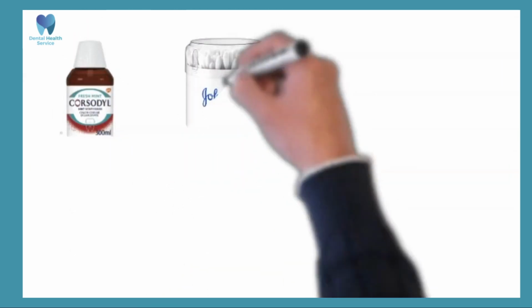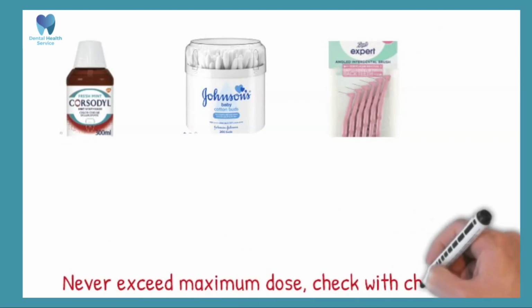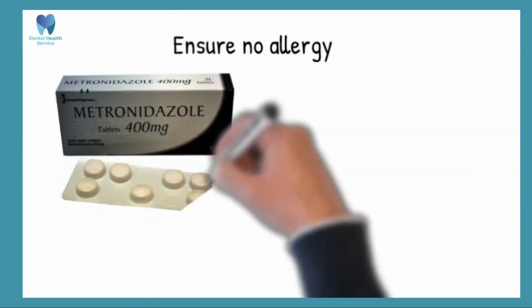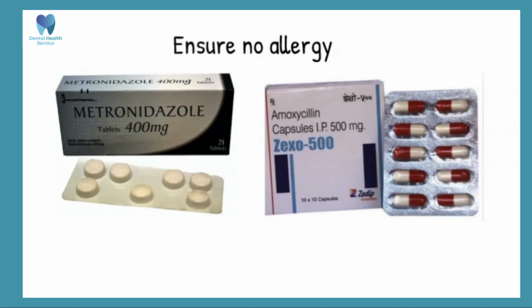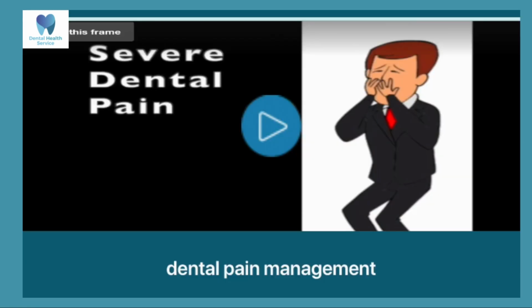Generally electric brushes are very good, and you can also apply Corsodyl directly using a baby bud, and analgesics as appropriate. If the swelling persists and you have difficulty swallowing or difficulty opening your mouth, then that's the time to get in touch with your dentist and you may need a course of antibiotics. There is a separate section on pain management within the app.